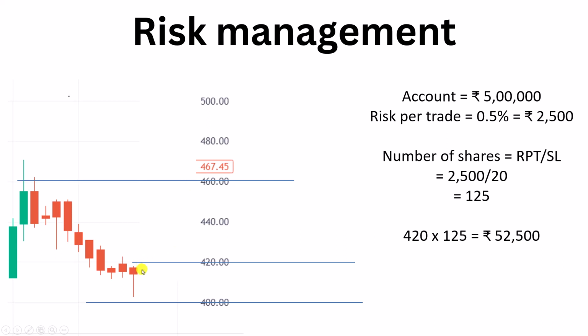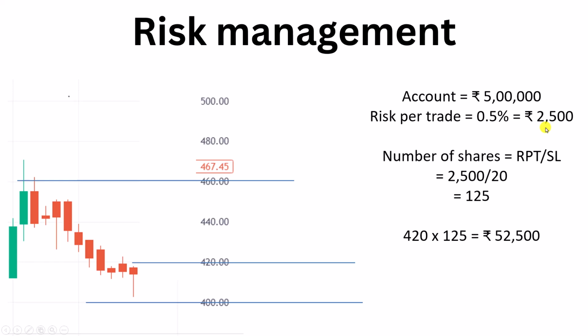If at all the price comes down and hits the stop loss, this is the maximum that you are going to lose. That is what risk per trade is. Okay. Now, it is important that you keep the risk per trade same throughout your trading journey.